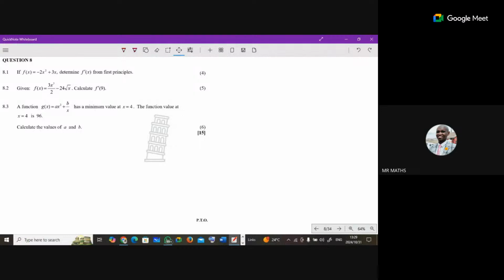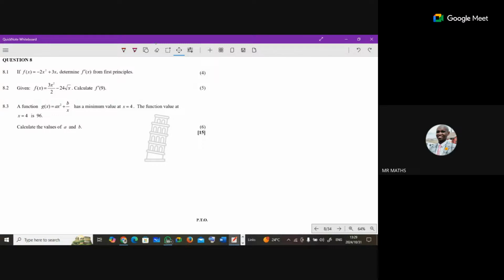Back to the cow. Sibuyele ngomeni. Question 8.1. Kuthiwani ke ngoku? Kuthiwa if f of x is equal to negative 2x squared plus 3x, determine f prime of x from first principle. So I believe you all know first principle.